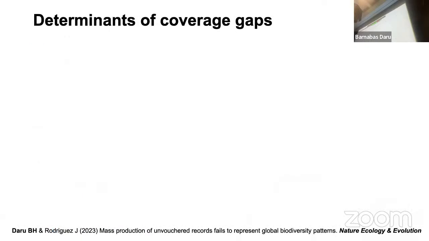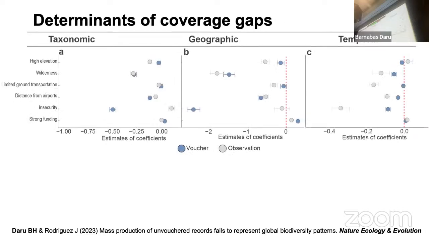So then we asked the question, what might be driving these patterns? What sort of factors underlie the patterns that we're seeing? So we explored the potential of various ecological and socio-economic variables in driving coverage in terms of geographic, taxonomic, and temporal coverage across sites.